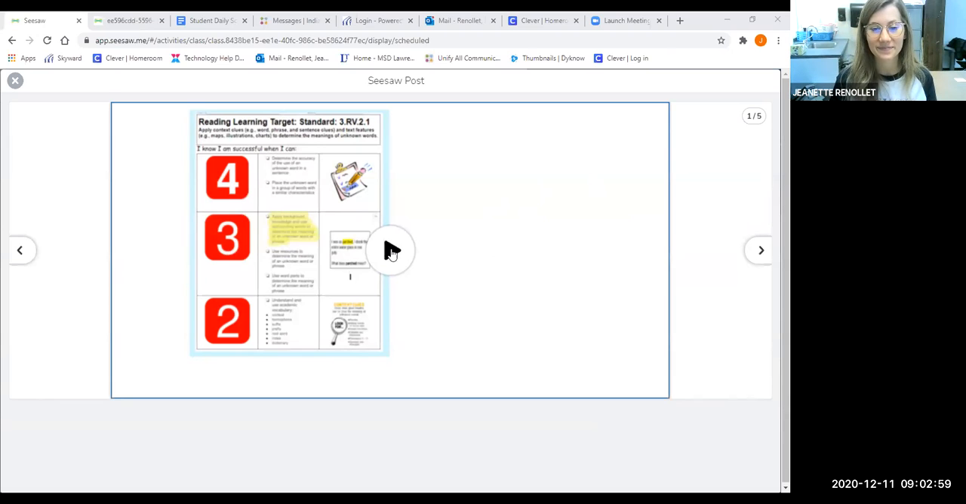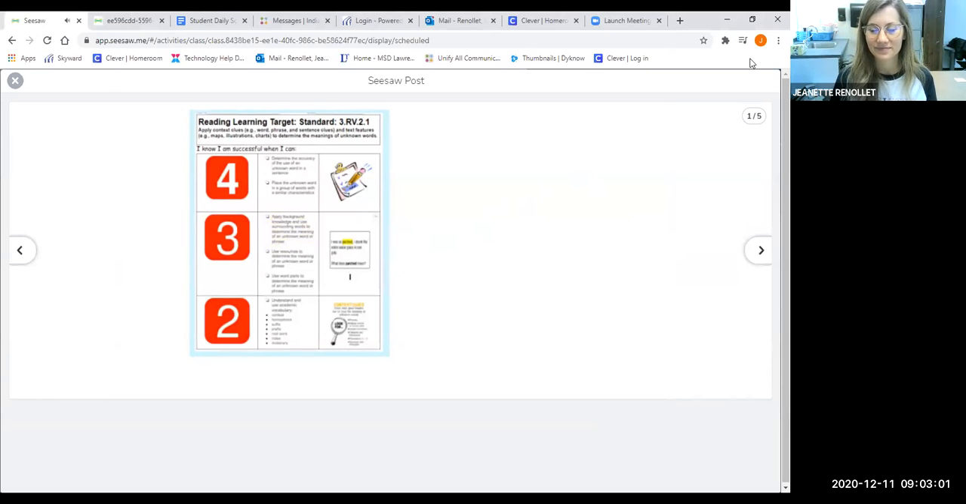Let's get started. Today, our skill will be apply background knowledge and use surrounding words to determine the meaning of an unknown word or phrase. Today, as we use this skill, we will look at a text and we will try to figure out the meaning of an unknown word. We can use our background knowledge, we can use pictures, or we can use other words that surround it to help us determine the meaning.